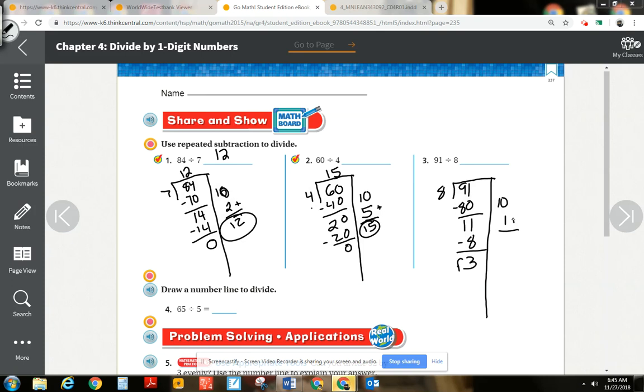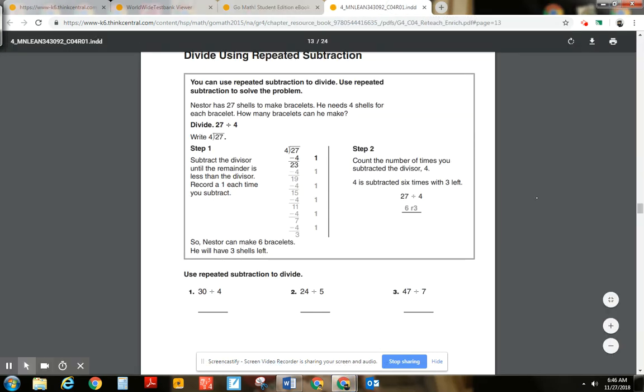So I have 11 with a remainder of 3. Because 11 times 8 is 88, and 88 plus 3 is 91. So we're good. We checked it. 11, remainder 3. Let's do a couple more problems.